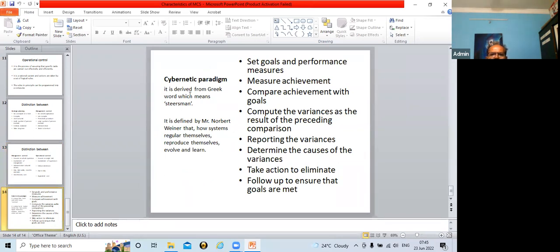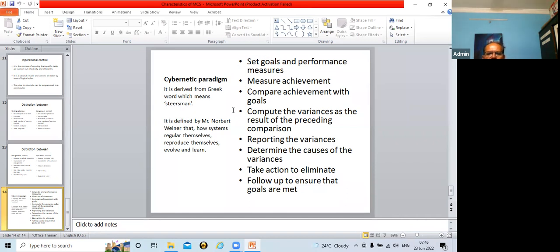Now this is the cybernetic paradigm. What is this cybernetic paradigm? This word has come from the Greek language. It is derived from a Greek word which means steersman, the person working on a ship who gives the direction. He is known as the steersman.